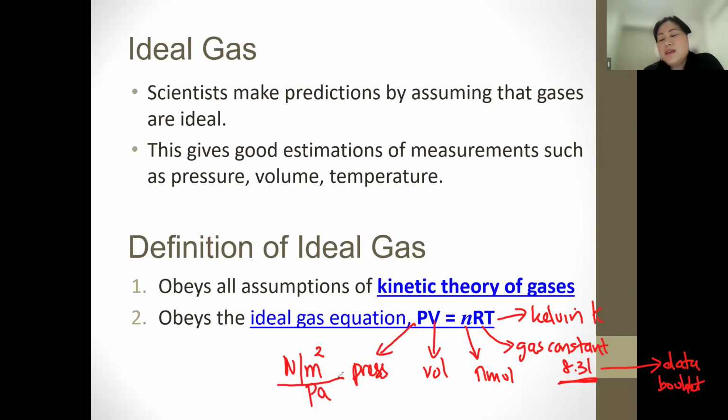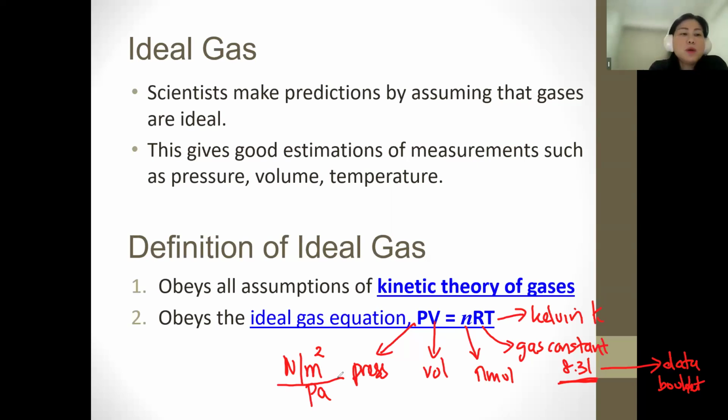So what happens if the pressure is in other units like atm? Then you will need to do a conversion to Newton per meter squared, or Pascal. If the pressure given to you is in kilopascal, you cannot substitute in directly. You will have to convert it into Pascal.